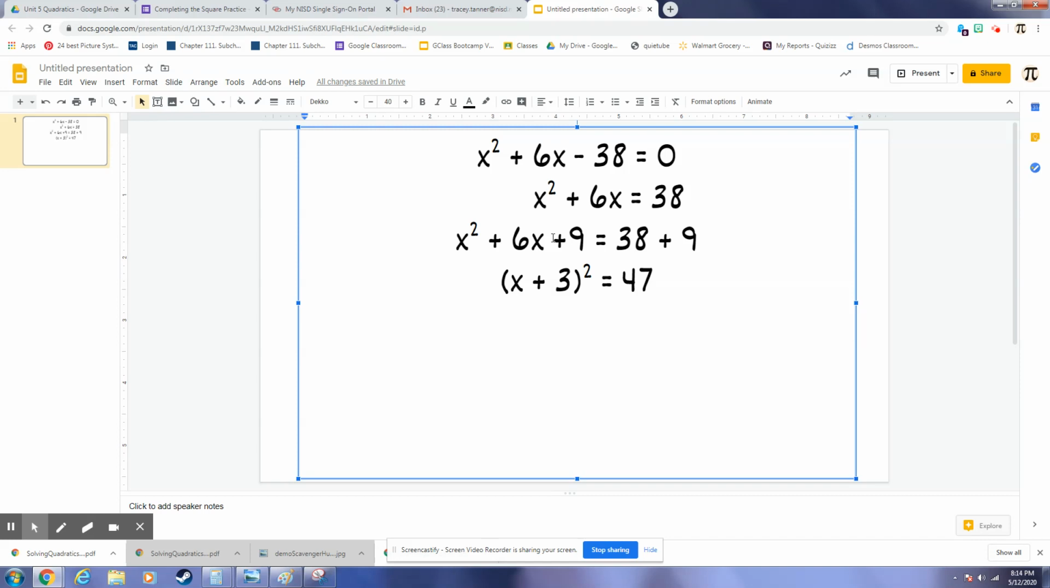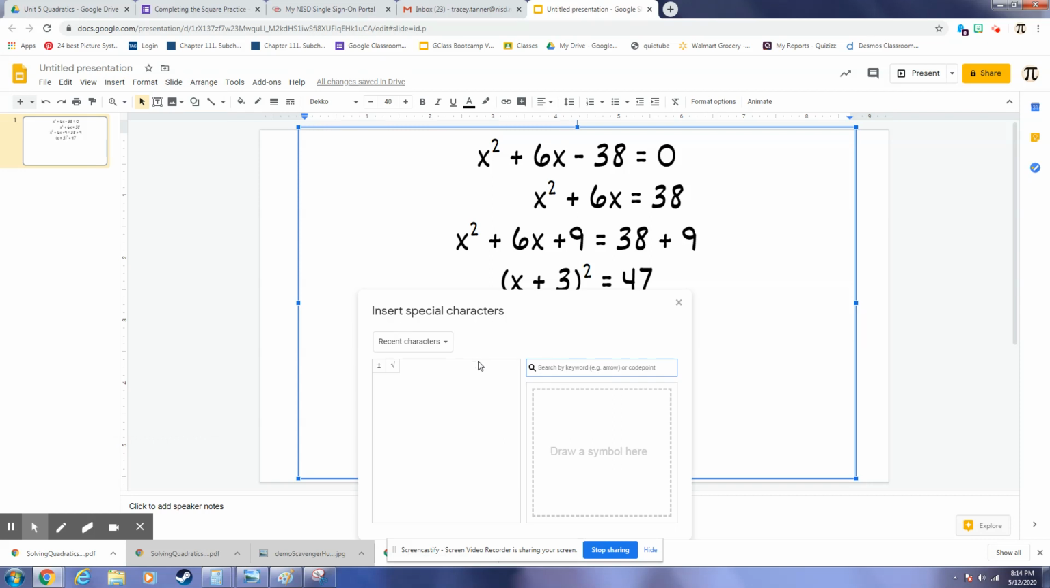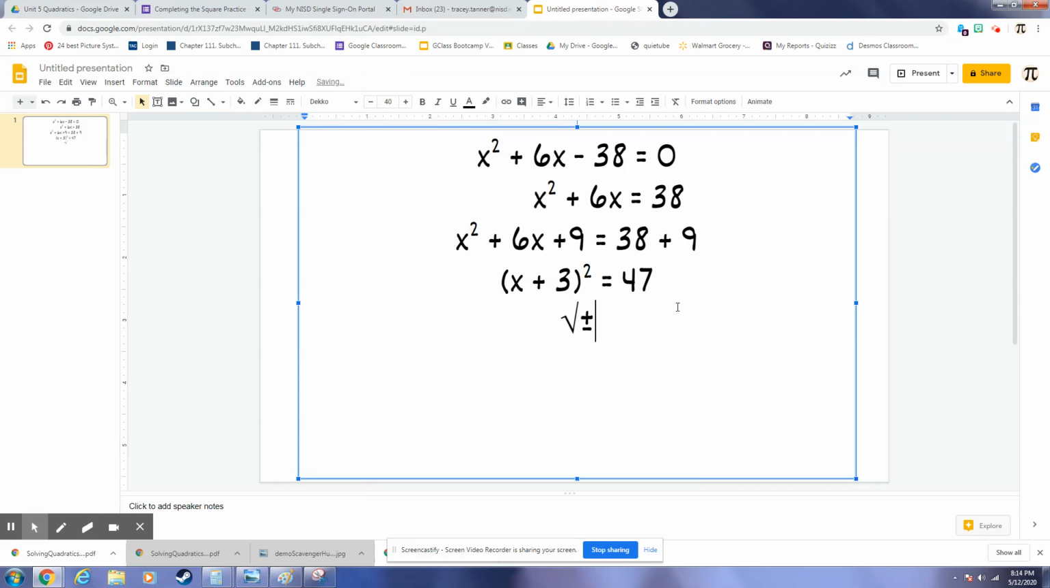So you kind of do completing the square, and then solving by square root comes in. So if you come over here, we can insert a special character. And I'm going to do both of these because I know I'm going to need them. Oh, and I need another one of those, but that's okay. I will just copy and paste. Okay, so I need this here. I'll take the square root of this side. And if I take the square root of this side, I need to take the square root of this side.